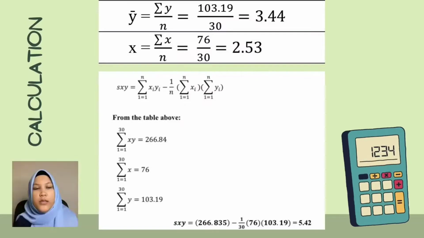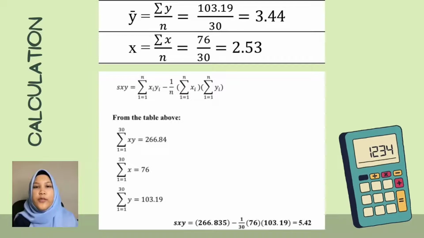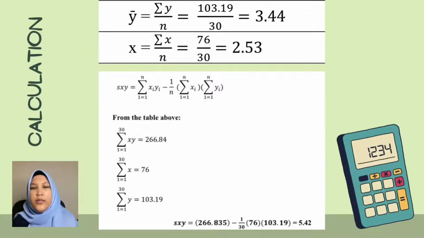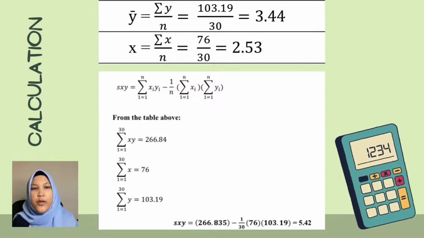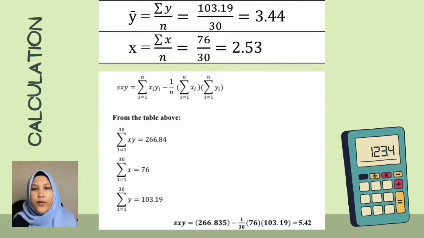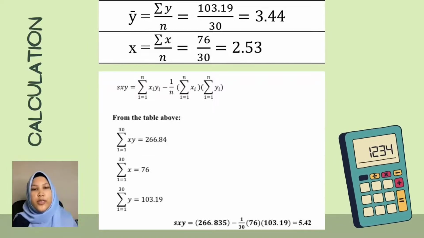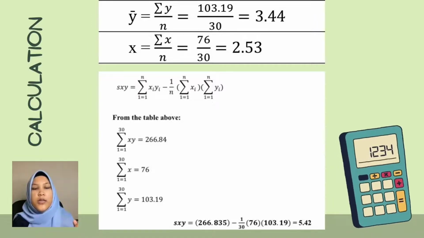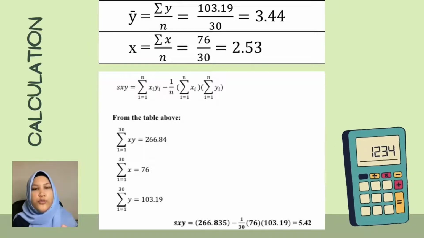Thank you. Okay, next is the calculation of simple linear regression. First, we calculate y bar and x bar. In the slide have the calculation and the formula. So the answer of y bar is 3.44 and the answer of x bar is 2.53. So next is Sxy. How to calculate? In the slide have the formula, the data and the calculation. So the answer of Sxy is 5.42.